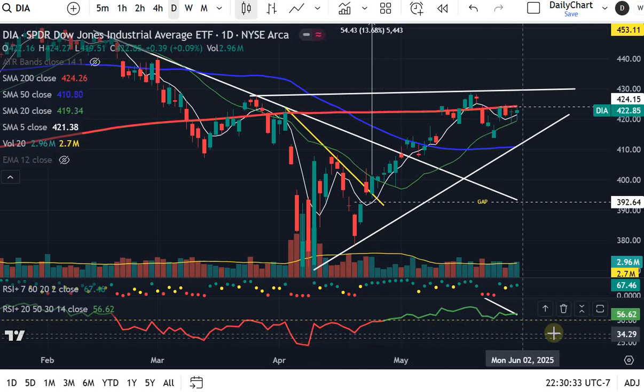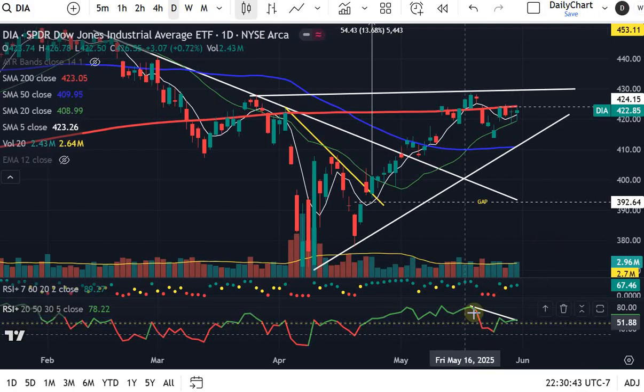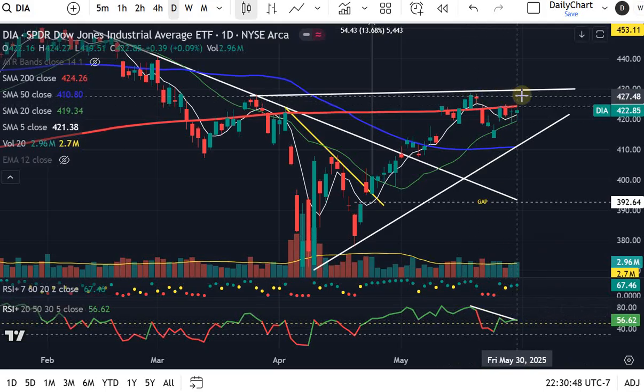RSI 5 right here below, you could see, and let me change that because it looks like I was looking at the 14, so we're going to go ahead and quickly change this down to the 5. There we go. You can see we have the divergence here still, even though we're not at break even here. Even if it was able to break even here, it's still going to have that potential divergence here.